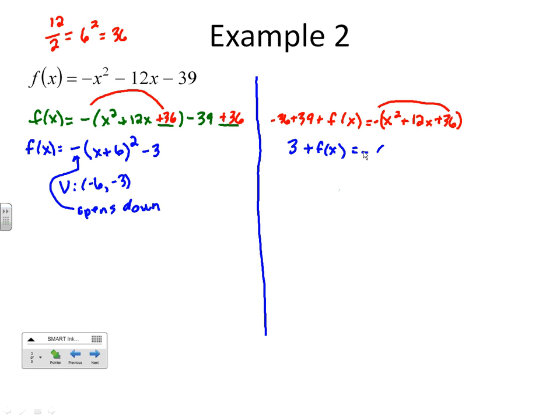If I finish this off over here, negative 36 plus 39 is 3. If I factor this, I get the x plus 6 squared, and then I just have to remember to subtract my 3 back over. Just kidding. Subtract my 3 just over there. Okay, so see, I got the same thing. Doing it either way, I just have to know which way I want to do it and then do it that way.